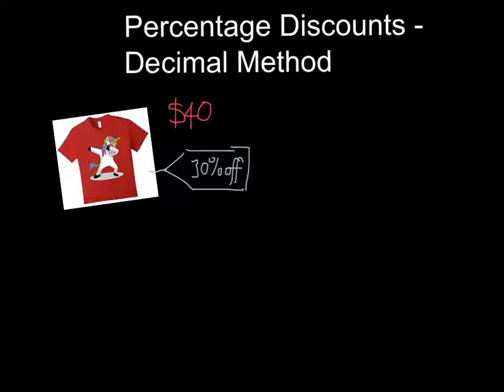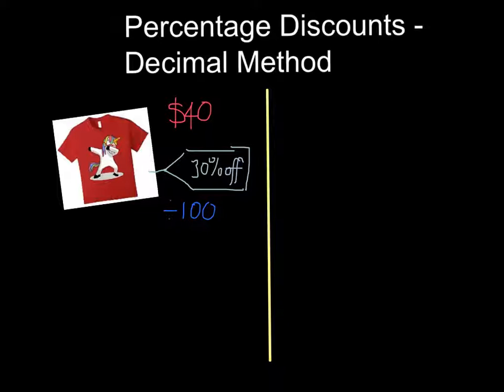One method to find percentage discounts on sale items is to use the decimal method. That works by changing any discount you are given into a decimal. Depending on the question, there are two ways that you could go about this. To turn any percentage into a decimal, you need to divide it by 100. That's because a percentage means per 100.